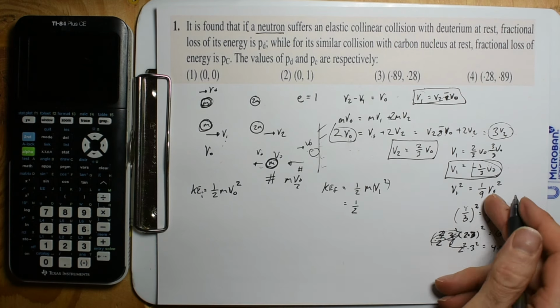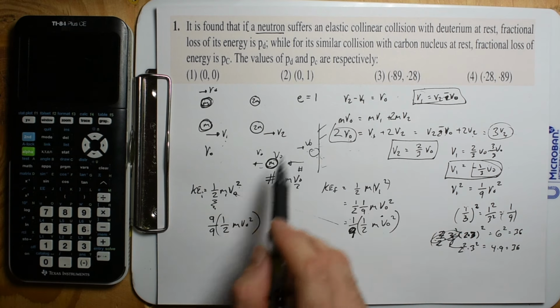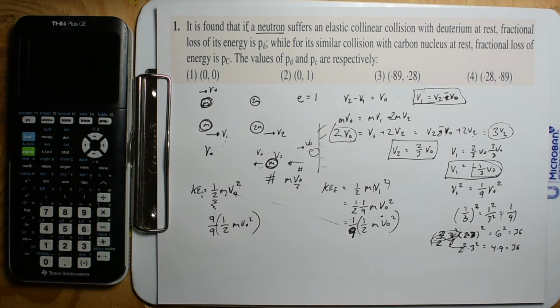So now we came in with 1/2 m v naught squared, and we left with 1/9 of 1/2 m v naught squared. This is where it's good to get good with fractions for these problems. We came in with 9/9 of 1/2 m v naught squared, and then we left with 1/9 of 1/2 m v naught squared. So the difference, it says what's the loss in energy, and it's just the loss in kinetic energy of the neutron.